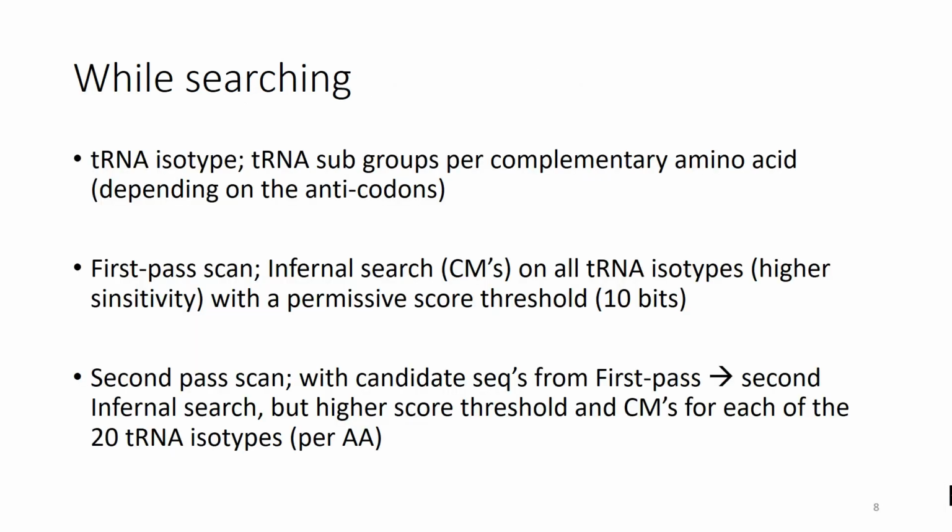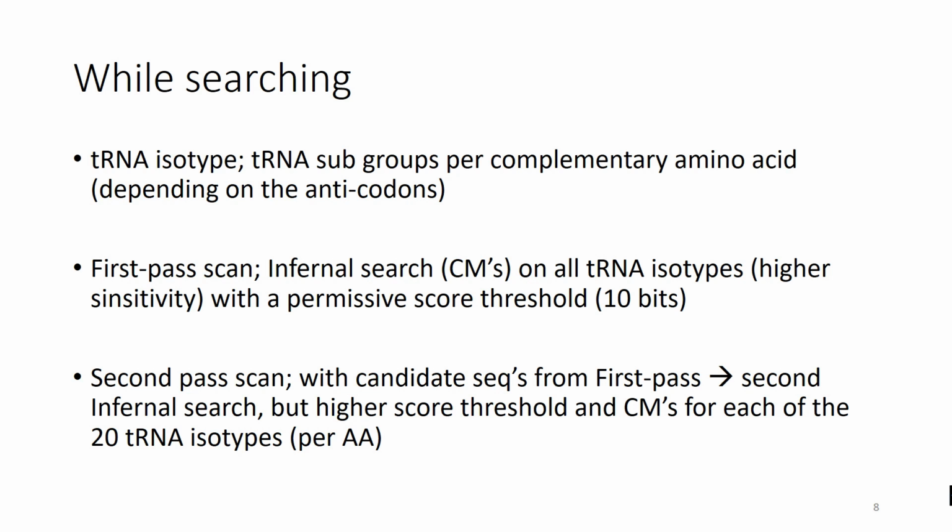So now I will try to explain what the search software does while it's working. But before I can do that, I have to explain what tRNA isotypes are. So a tRNA isotype is basically a subgroup per complementary amino acid. The complementary amino acids come from the type of anticodon that the tRNA has. So in total there are about 20 isotype tRNAs, because there are 20 amino acids in total.